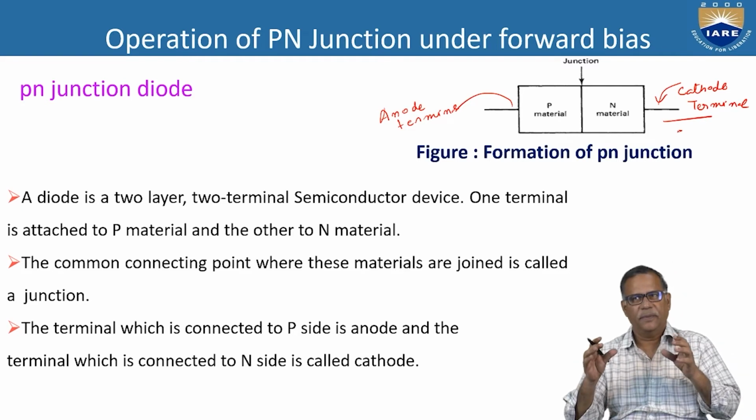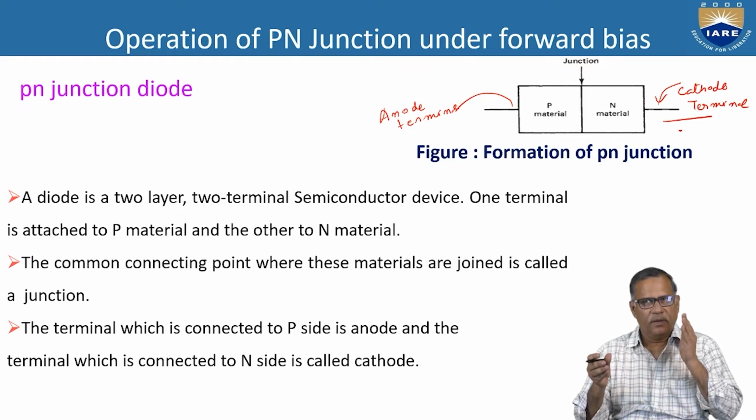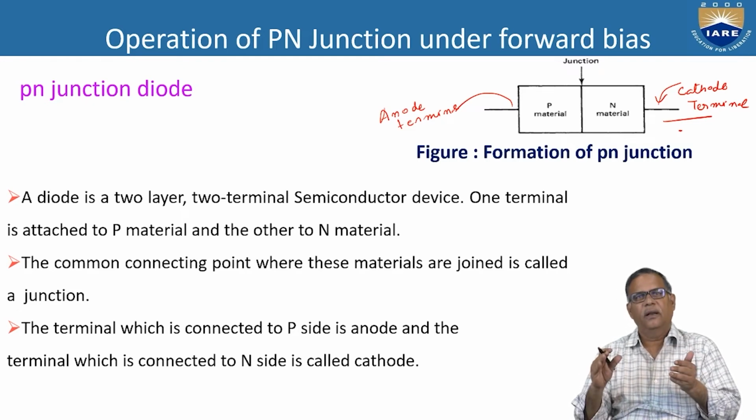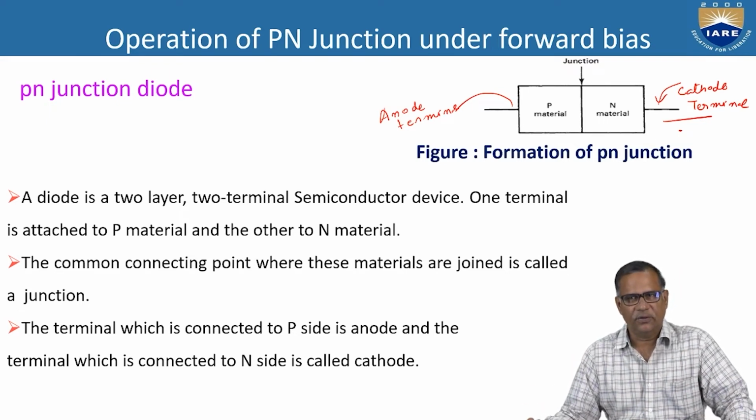So P-type material and N-type material are brought together and ohmic contacts are made, and the ohmic contact connected to the P side is called the anode terminal, and the ohmic contact formed at the N-type terminal is called the cathode terminal.